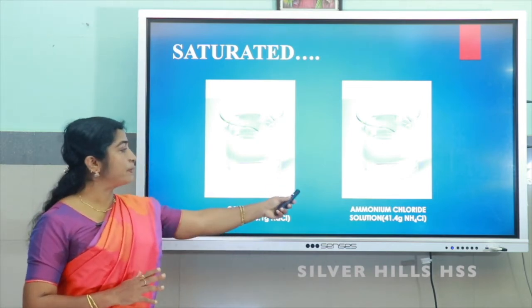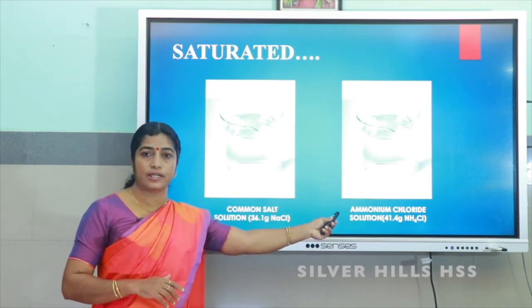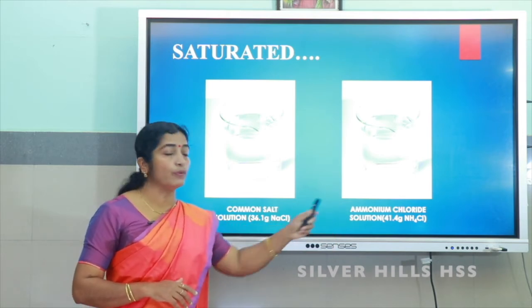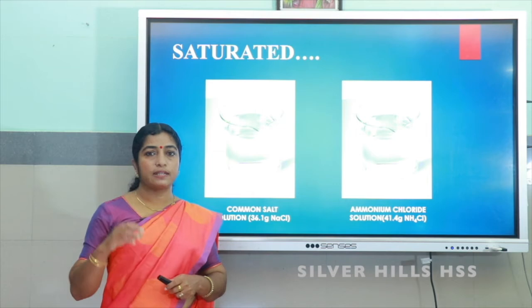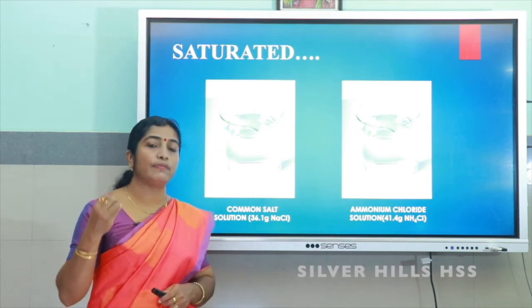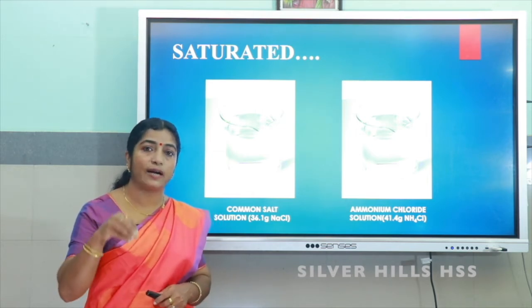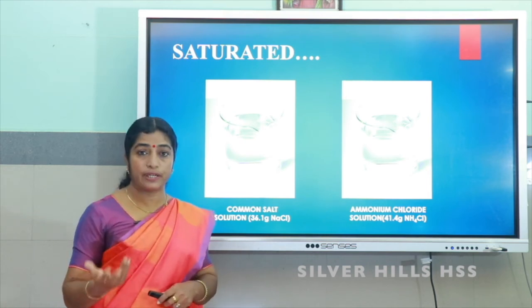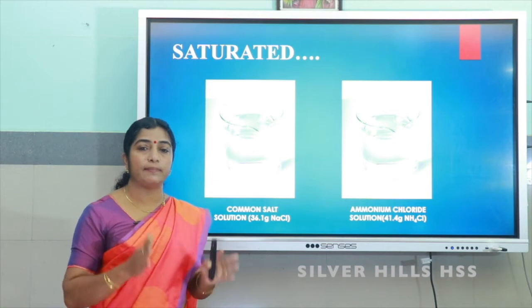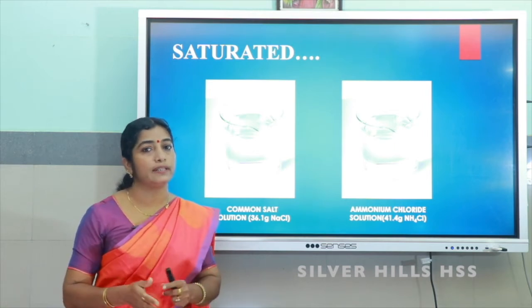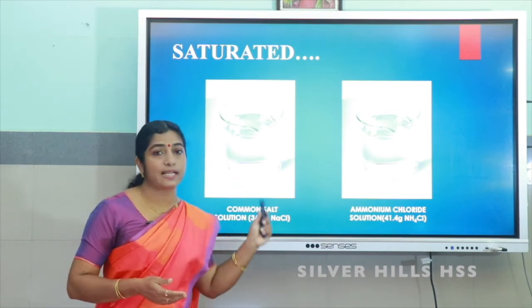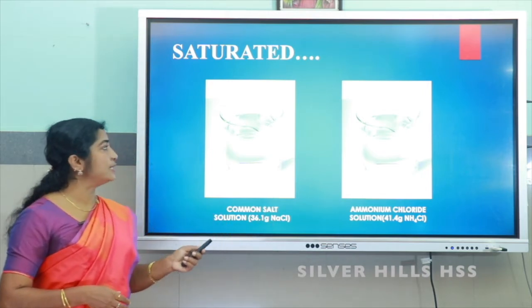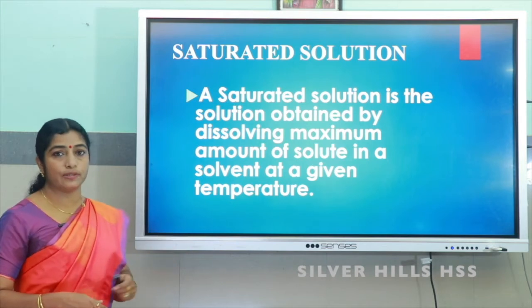Same way, when we prepare ammonium chloride solution, the amount of ammonium chloride required is 41.4 grams. That is, 41.4 grams of ammonium chloride we can dissolve in 100 grams of water. More than 41.4 grams, if we add, what happens? The remaining salt or the excess salt will remain in the solution. So they became a saturated solution. Okay, so that is the saturated. So let us see what is a saturated solution.